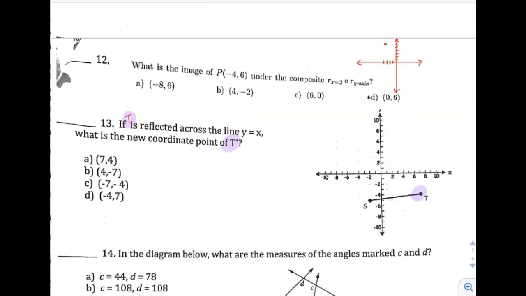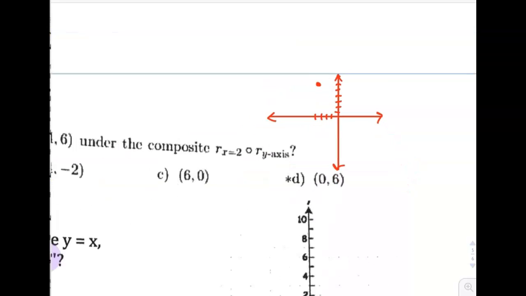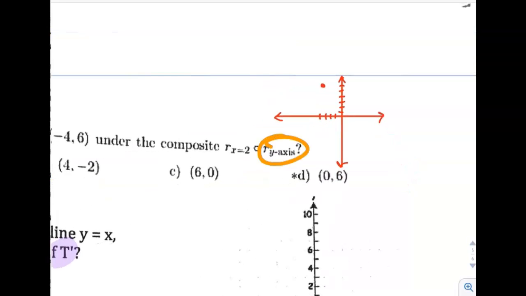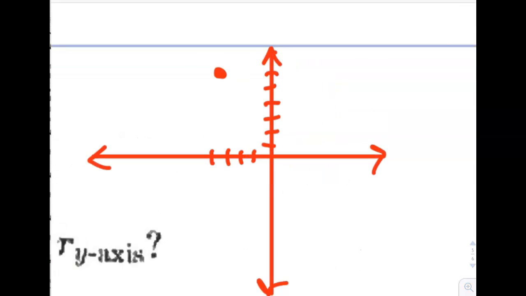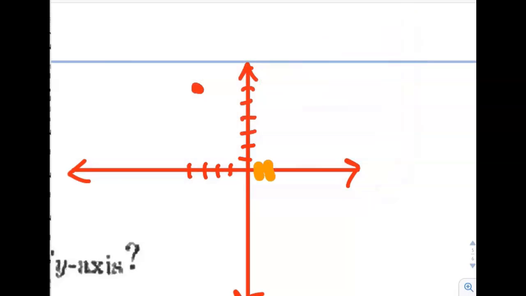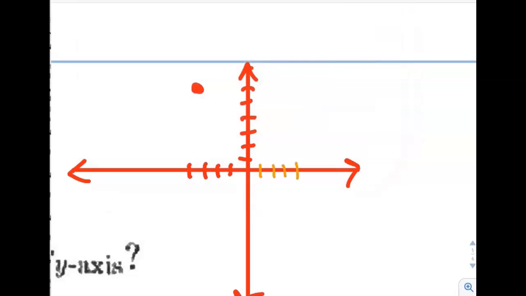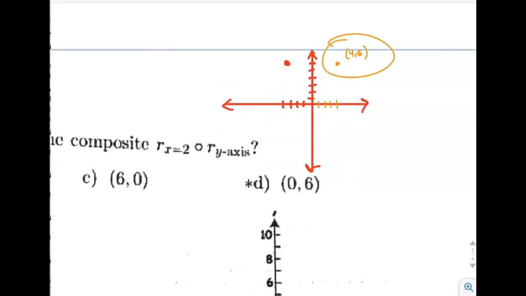Number 12. What's the image of -4, 6? They made a little sketch, or you can use any piece of graph paper you want. Remember, I'm doing this first and this second. The first thing I'm doing is reflecting it over the y-axis. So if I'm at -4, 6, and then I want to reflect it over the y-axis, I'm then going to be at 4, 6.